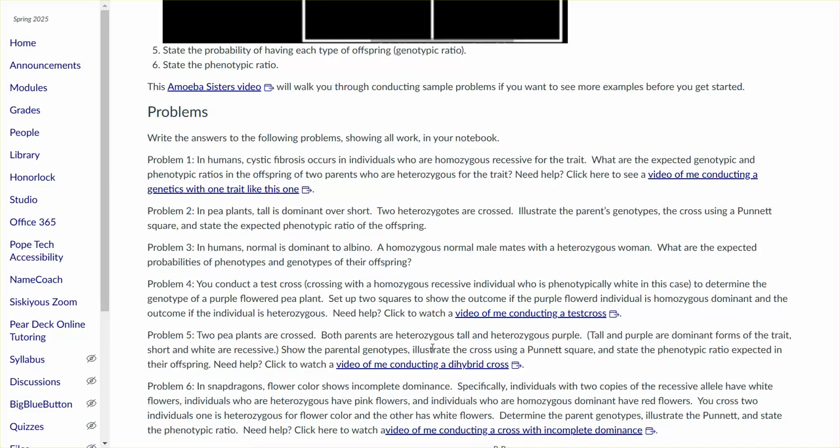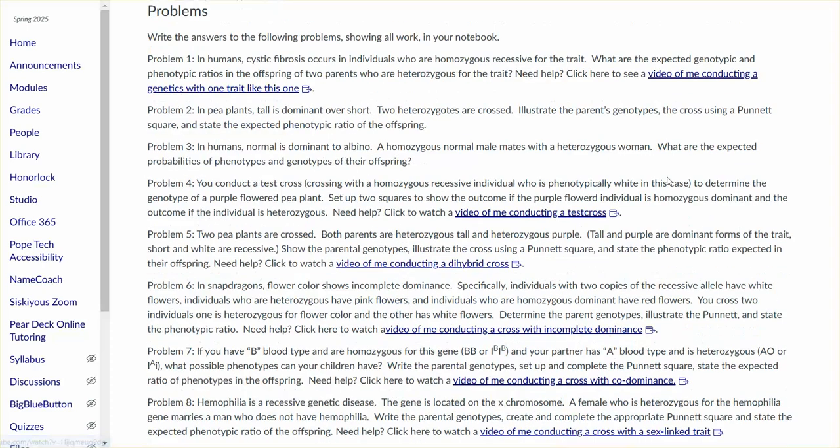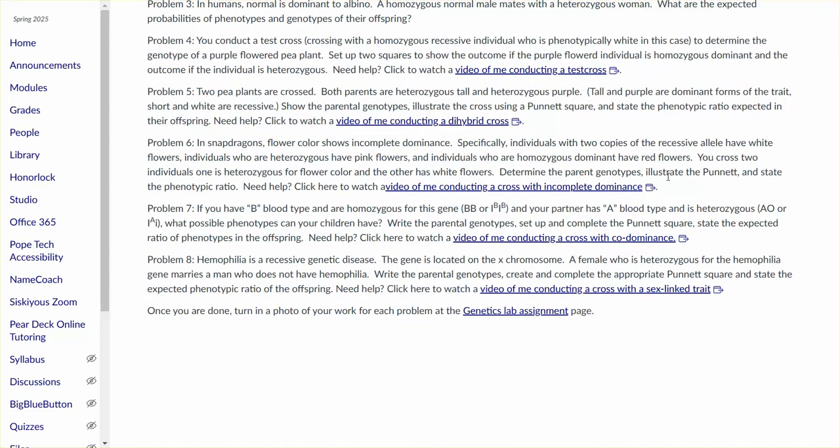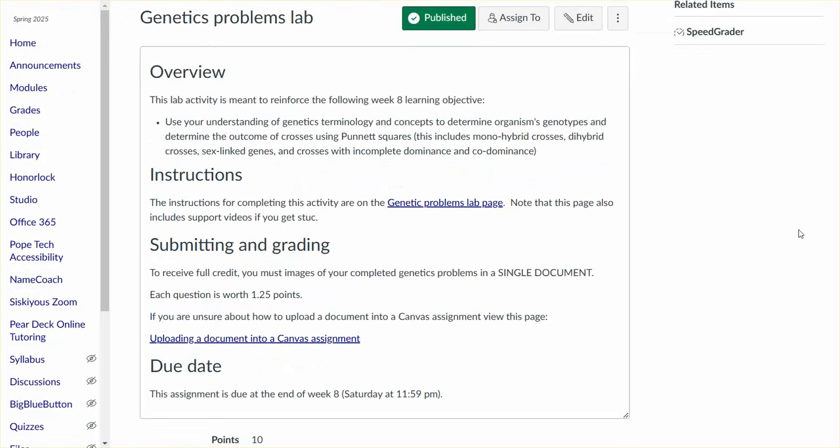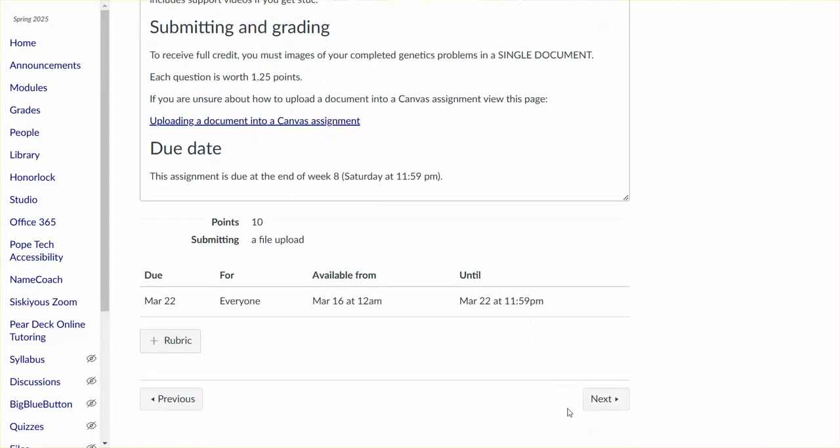For many of them, there's a support video where you can see me completing a cross or solving a problem that's much like the one you're being asked to complete. So you've got a lot of support here, but if you need more support than that, you can always reach out to Caitlin or I, and we can help you through it. So the lab is about genetics problems.